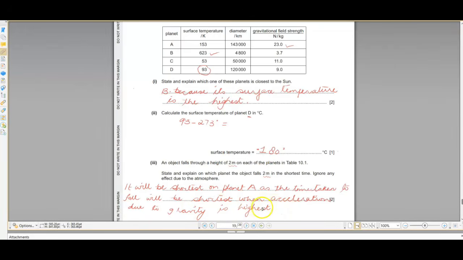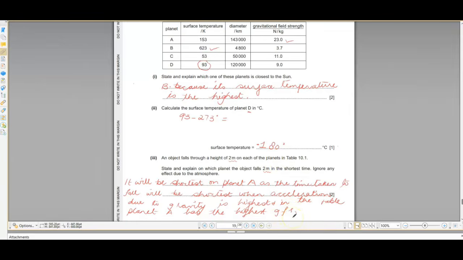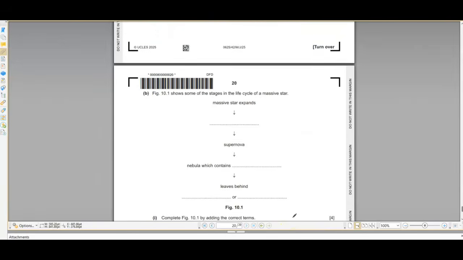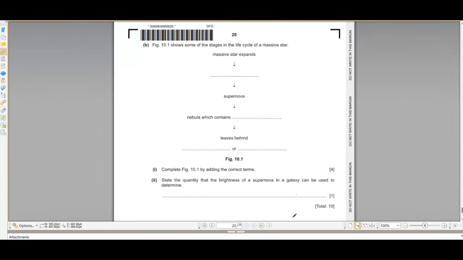Okay, so in the table, planet A has the highest gravitational field strength. I'm just going to write GFS for it. Okay, moving on to part B.